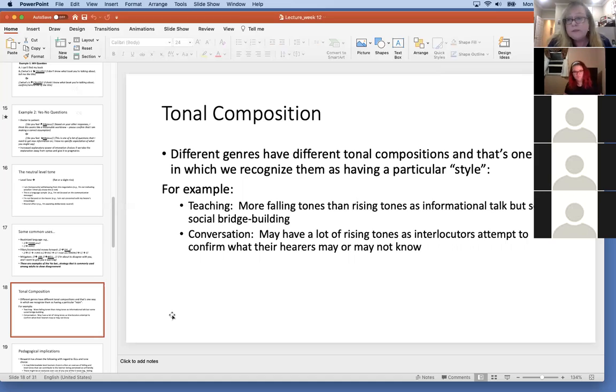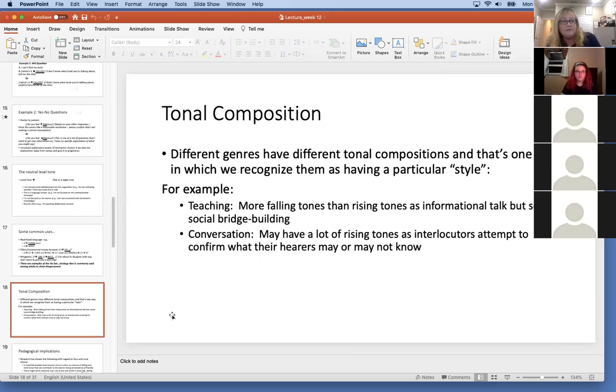For example, news broadcasts, if you listen to news broadcasts, they often have lots and lots of falling tones. Speeches, if people are giving new information, will have lots of falling tones. So you can look at lots of different kinds of genres.